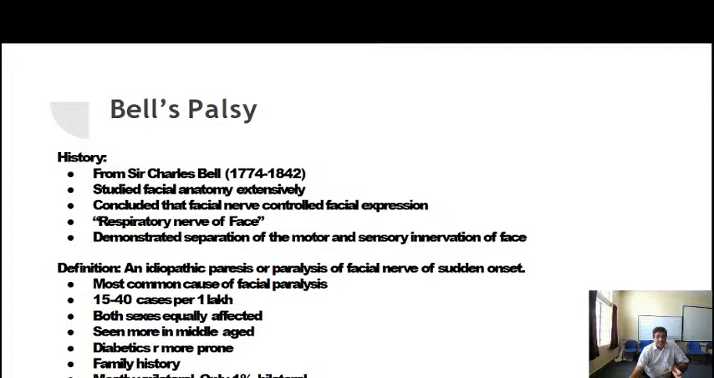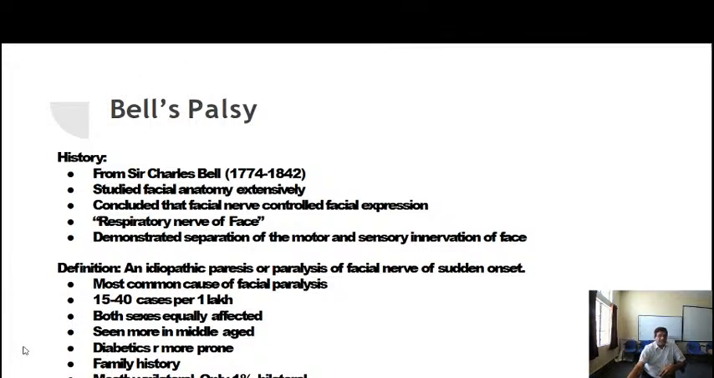Now we will try to discuss some of the common conditions which affect the facial nerve, out of which Bell's palsy is the one. Now this was described by Sir Charles Bell. There is another Bell whom we know, that is Graham Bell, who invented the telephone. Now this is Charles Bell, and he studied the facial anatomy extensively, and concluded ultimately that this is a very important nerve. It is called the respiratory nerve of the face, and he demonstrated separation of motor and sensory innervation of the face.